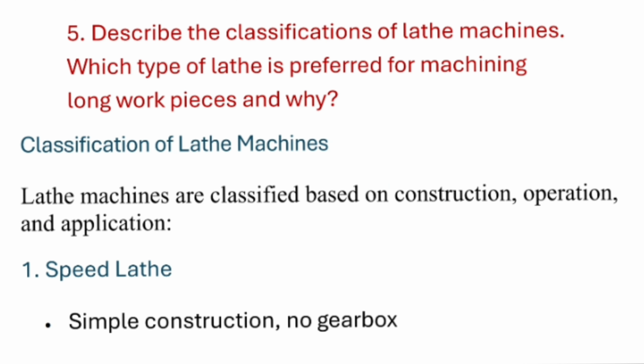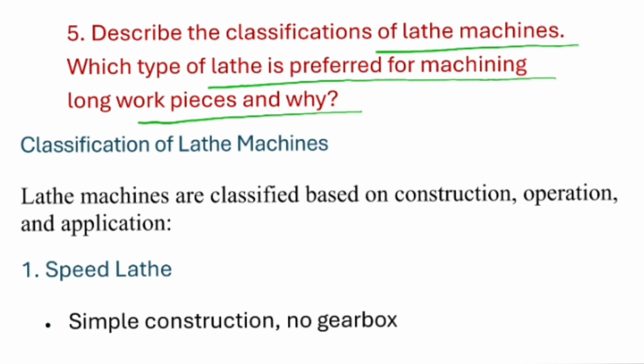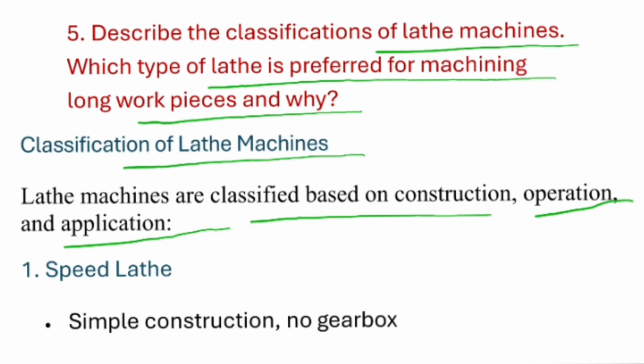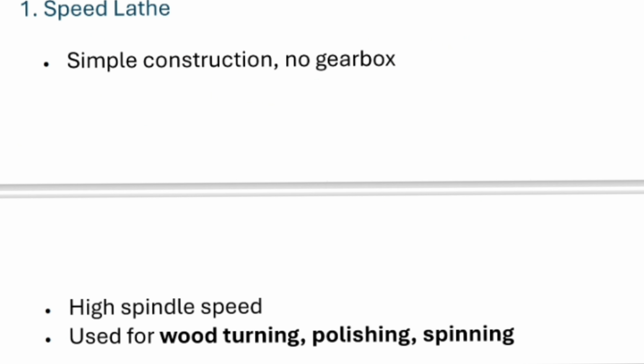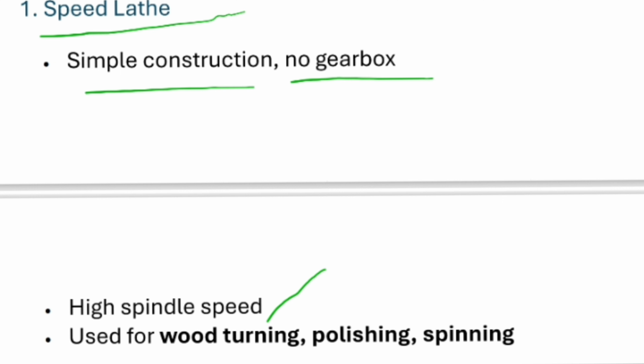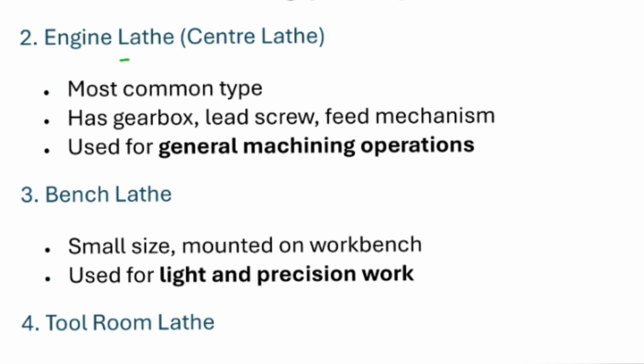The next, fifth question: describe the classification of lathe machines. Which type of lathe is preferred for machining large workpieces, and why? We can classify lathe machines based on construction, operation, and application. The first one is the speed lathe. It has a simple construction with no gearbox, and high spindle speed, and we can use it for wood turning, polishing, and spinning. Next is the engine lathe or center lathe.